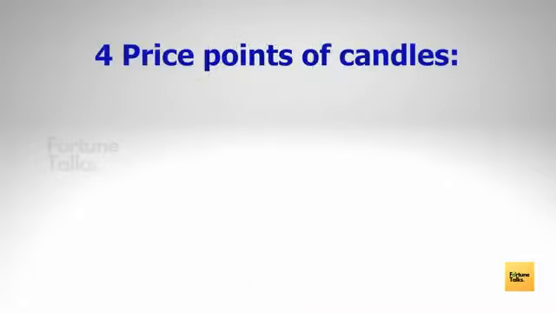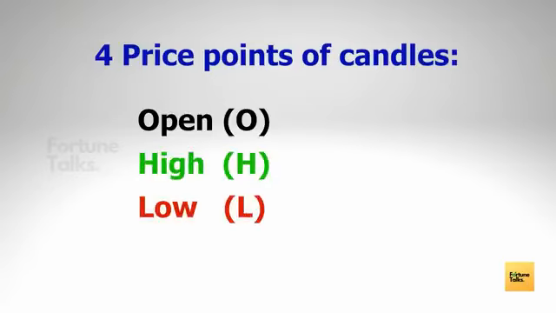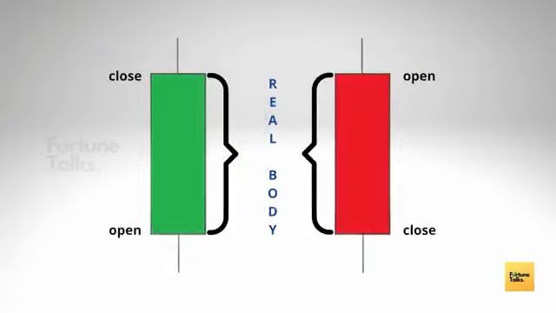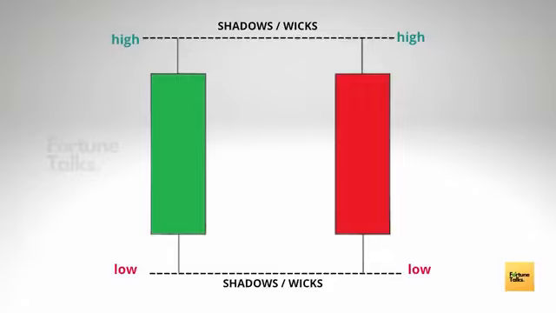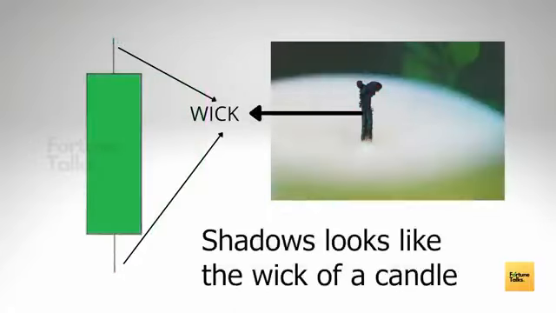Also, when you're dealing with candlesticks, you must be aware that there are four price points for every candle on the chart. These price points are the opening price, the high price, the low price, and the closing price for the same period, or simply we call them OHLC. The real body of the candlestick shows the open and close prices, while the shadows on the top and the bottom of the body show the high and low prices for that particular period. The shadows look like wicks and hence they are called candlesticks.